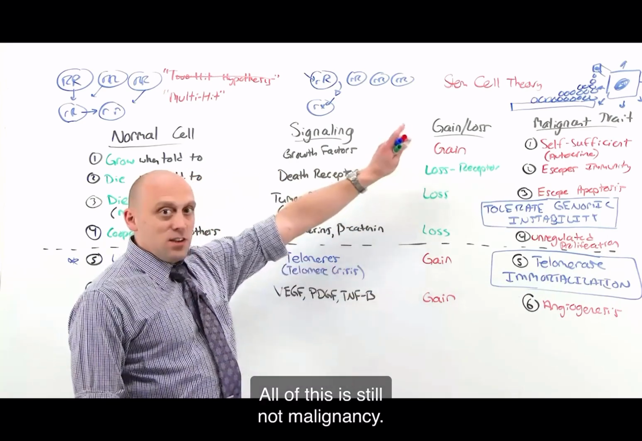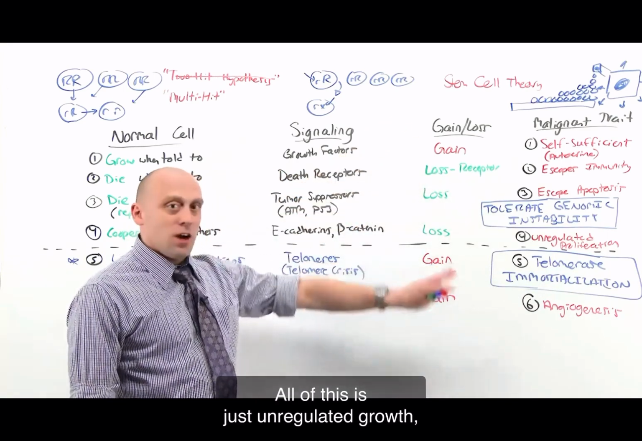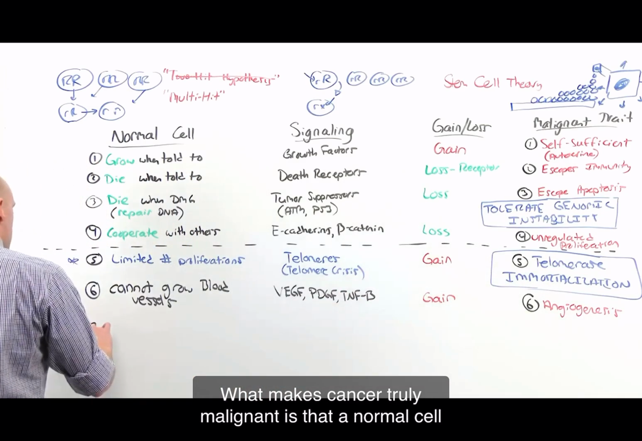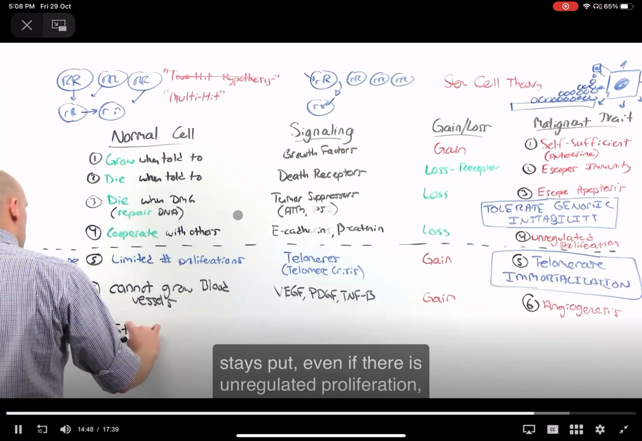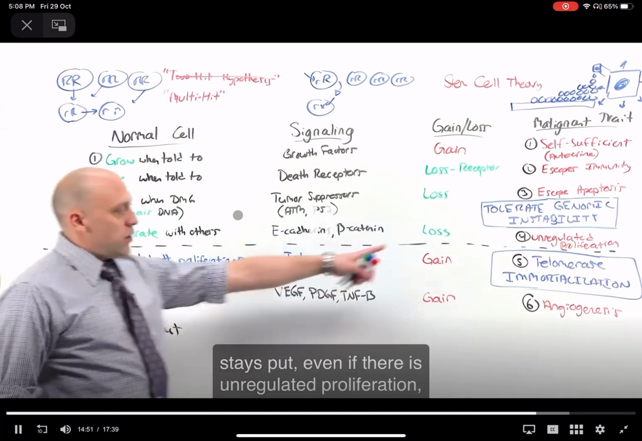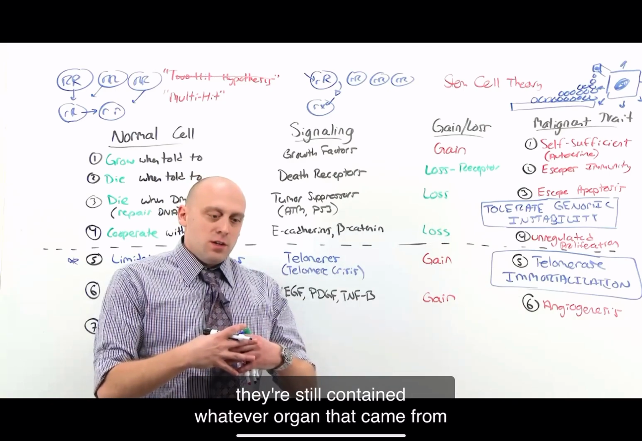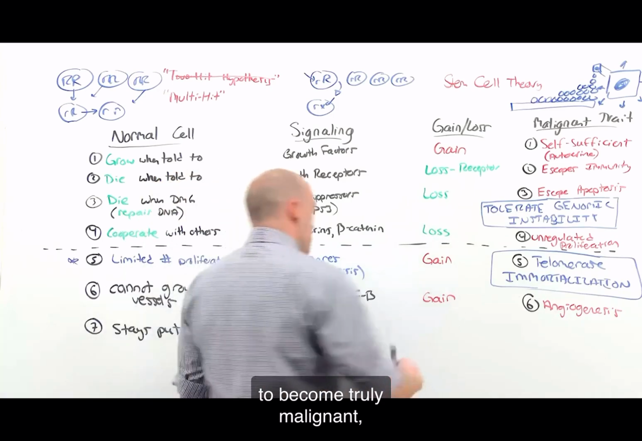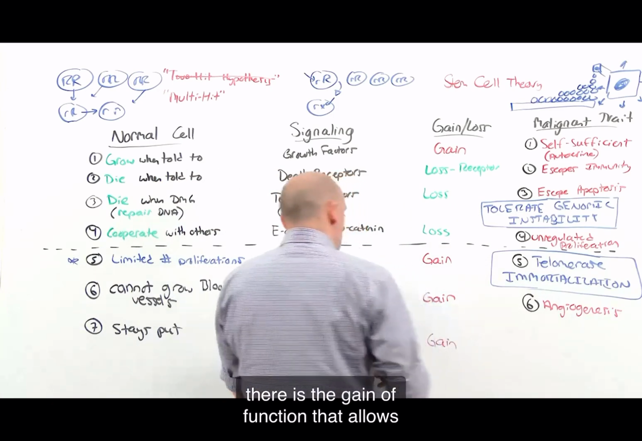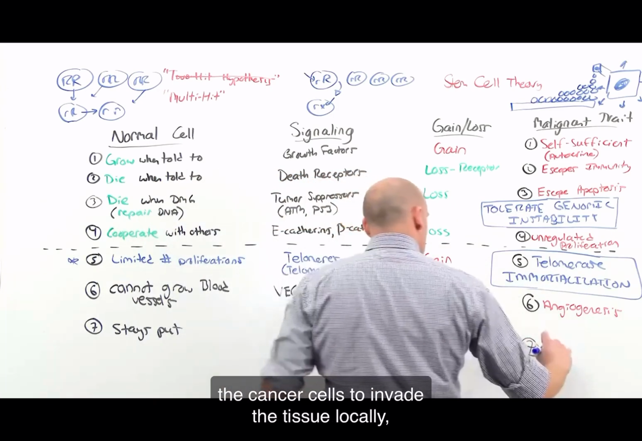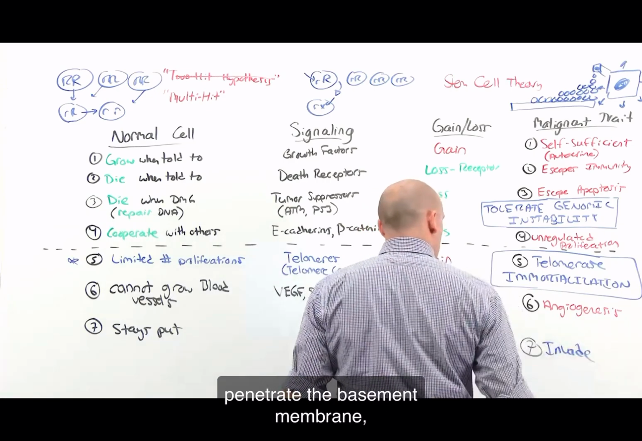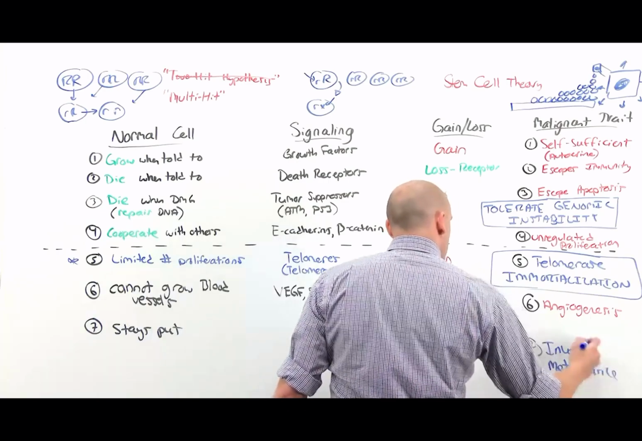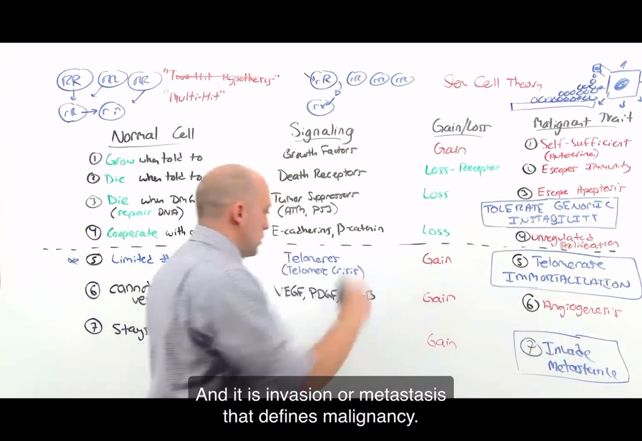All of this is still not malignancy. All of this is just unregulated growth. The tumor can get big. What makes a cancer truly malignant is that a normal cell stays put. Even if there is unregulated proliferation and the cells don't stop growing because they touch each other, they're still contained by whatever organ they came from. To become truly malignant, there is the gain of function that allows the cancer cells to invade the tissue locally, penetrate the basement membrane, and eventually reach lymphatics and blood vessels to metastasize. And it is invasion or metastasis that defines malignancy.